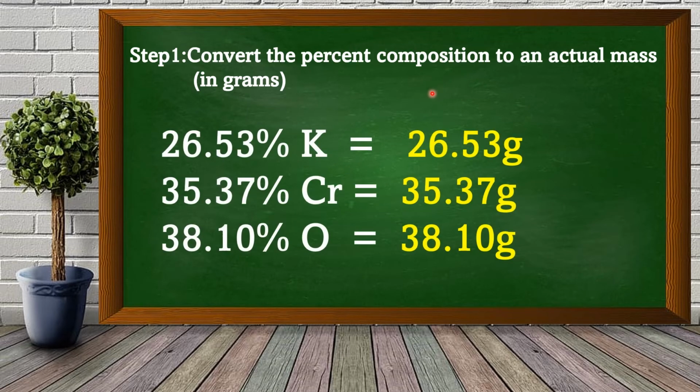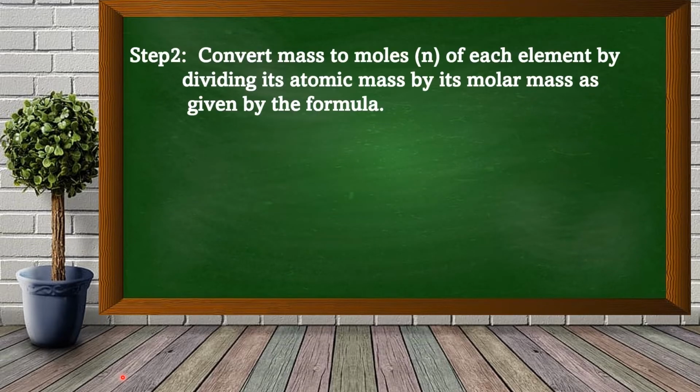The given data is in percent. Percent means part per 100. Assume that the compound is 100 grams. So you can just remove the percent sign and change it to grams. So 26.53% of potassium will become 26.53 grams. So on for chromium, and the same with oxygen.